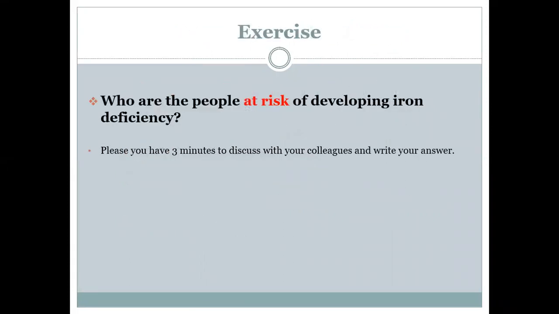Now, this is for you. If you can enumerate some people who are at risk of developing iron deficiency, you will have 1 or 2 minutes to discuss this issue, and you write your answers, and we will resume the lecture again.